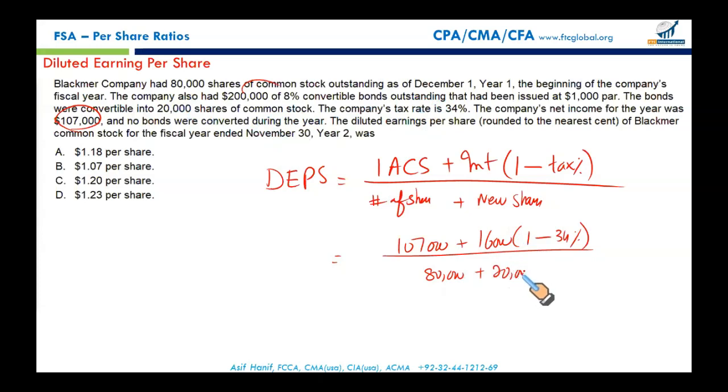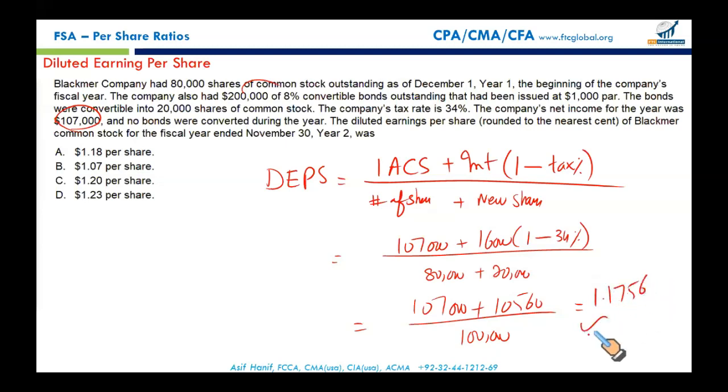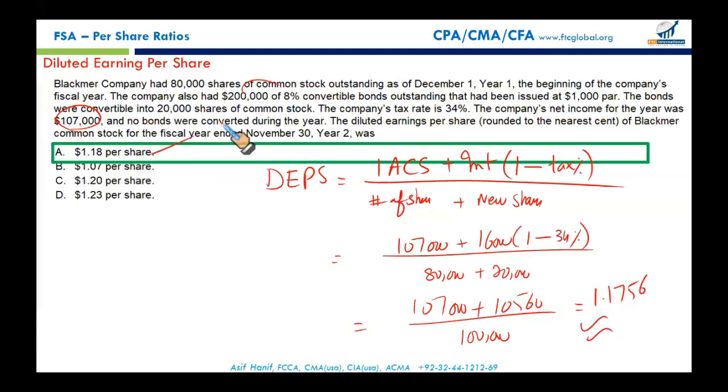So if you simplify the numerator, 107,000 plus 16,000 into 0.66 will give you 10,560, divided by 100,000. So it's going to be 107,000 plus 10,560 divided by 100,000, which is going to give you 1.1756, which is approximately 1.18. That makes A the correct option.